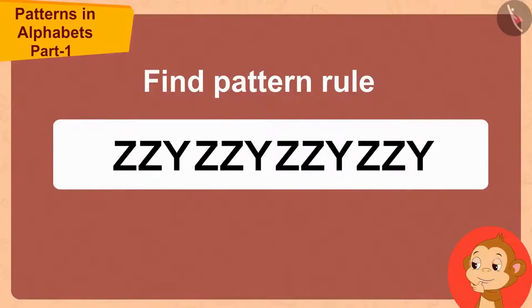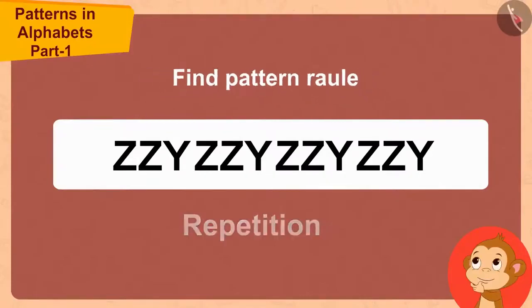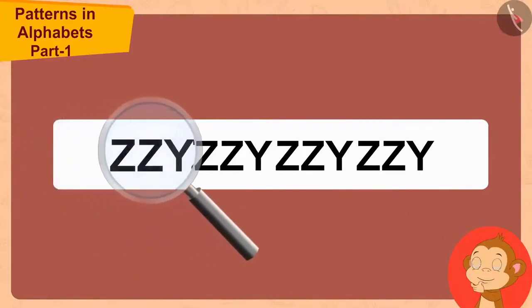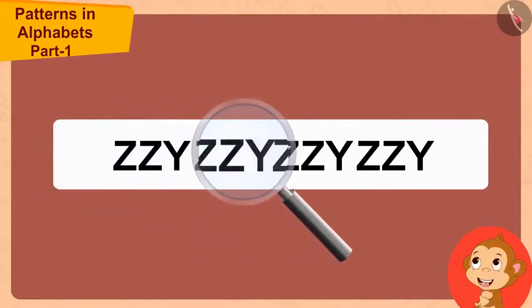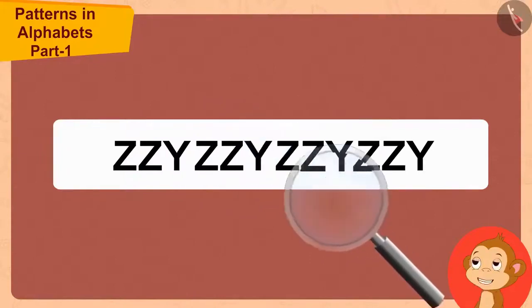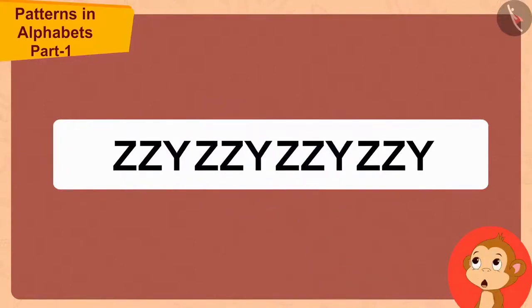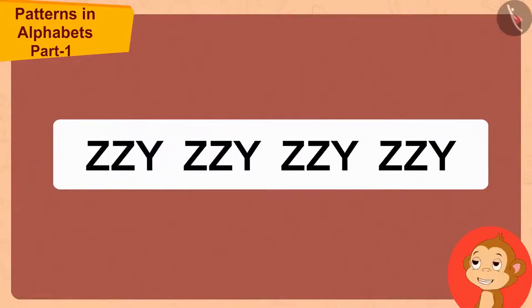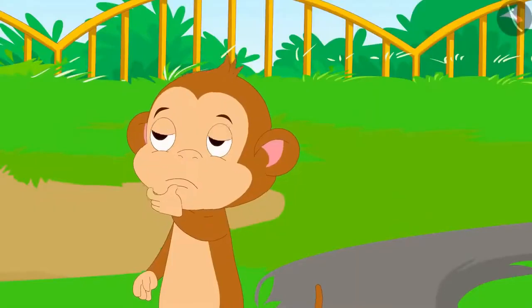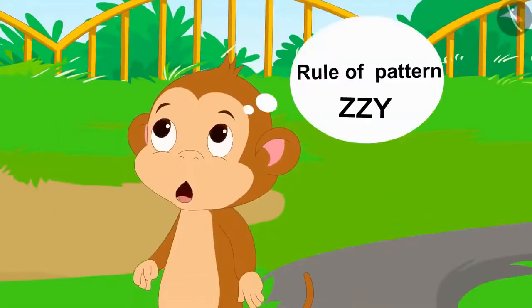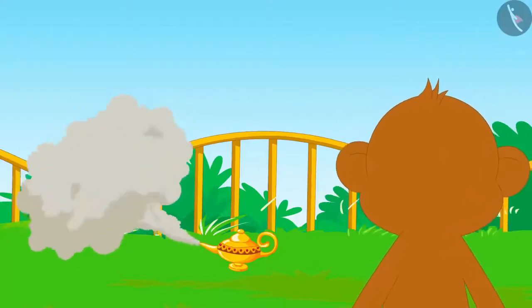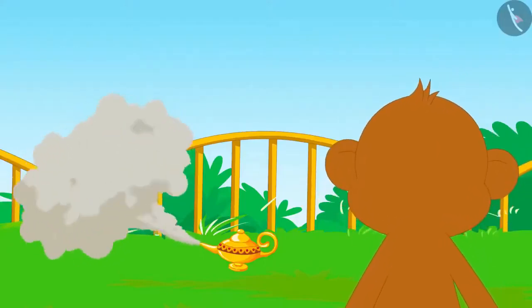First, I try to find some sort of repetition in it. Z, Z, Y, Z, Z, Y, Z, Z, Y. Good! Here, Z, Z, Y is repeating in these 3-letter group over and over again. Oh wow! I found the rule of this pattern. Babban told Genie the rule of the first pattern. Your answer is absolutely correct.